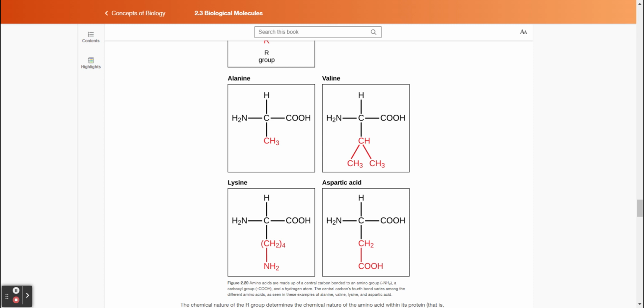Figure 2.20. Amino acids are made up of a central carbon atom bonded to an amino group, a carboxyl group, and a hydrogen atom. The central carbon's fourth bond varies among the different amino acids, as seen in these examples of alanine, valine, lysine, and aspartic acid.